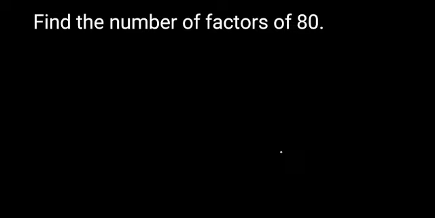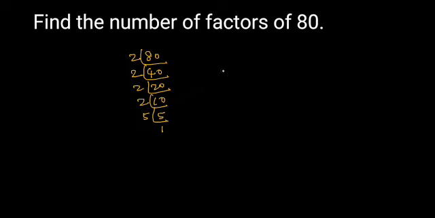Now find the factors of 80. How to find the factors of 80? Let us take 80 divided by 2. It goes 40 times, divided by 2 it goes 20 times, again divided by 2 it goes 10 times, again divided by 2 it goes 5 times. 5 cannot be divided further, so 5 can be divided by 5 alone, and the answer is 1. So we write 2 to the power of 4 into 5 to the power of 1.